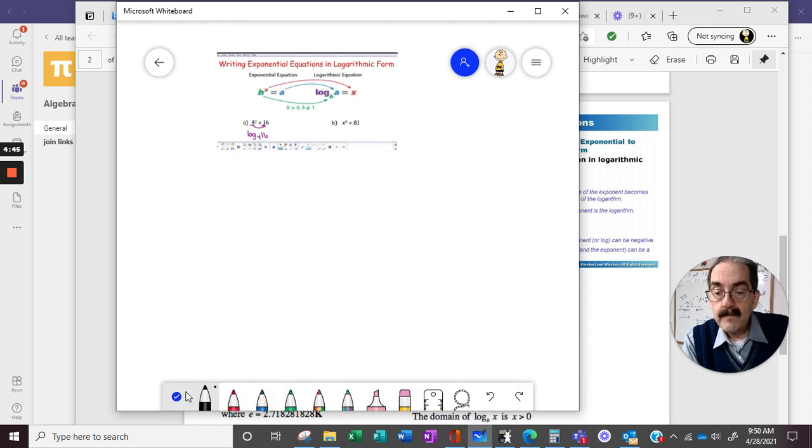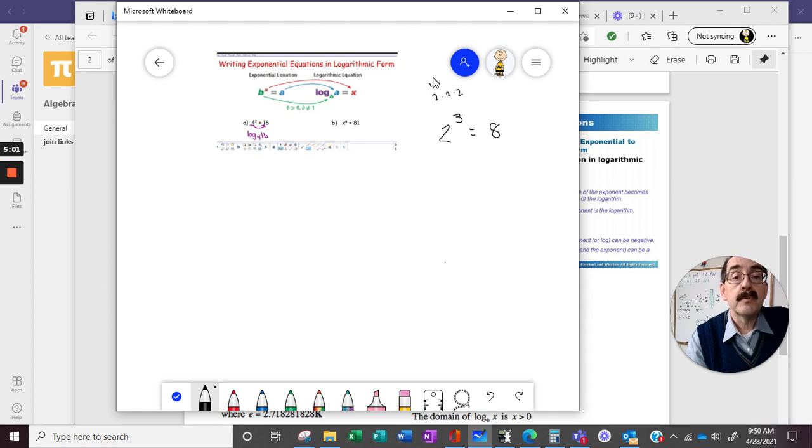Now we have, and I really like to use this example because we all know it, 2 to the 3rd power is 8, right? 2 times 2 times 2.